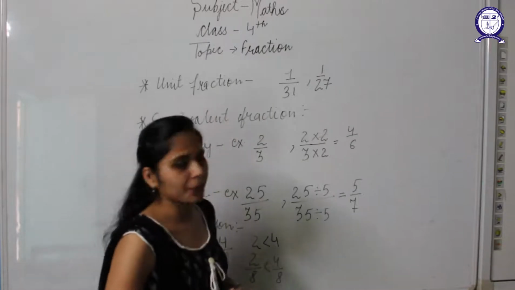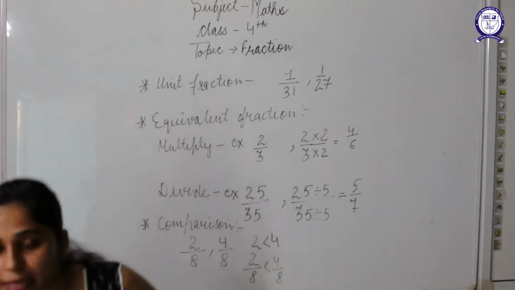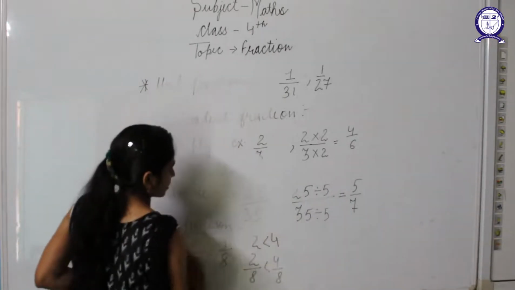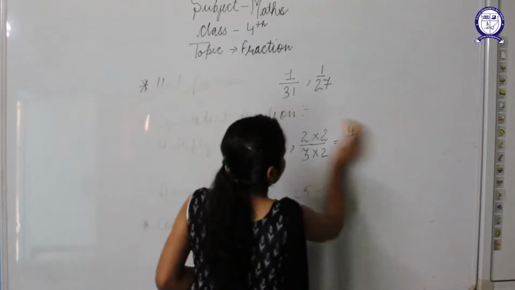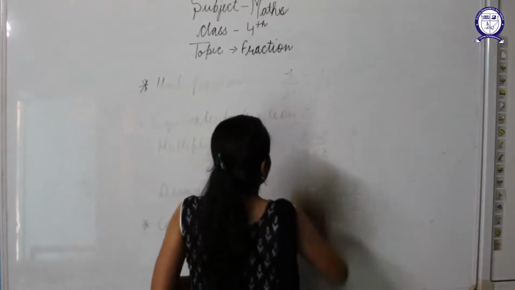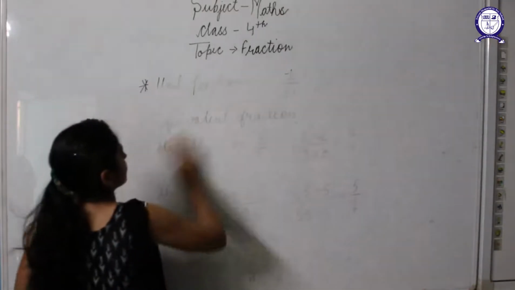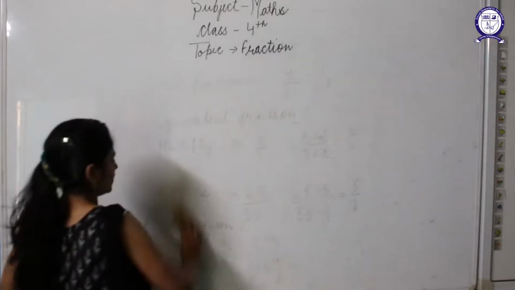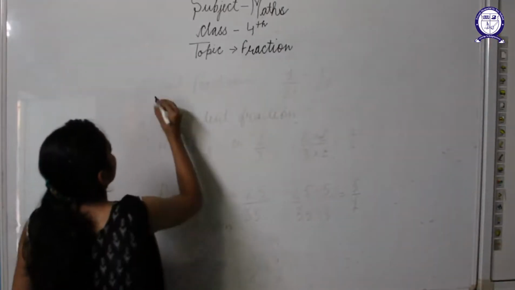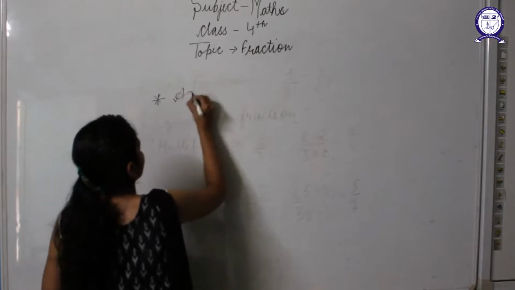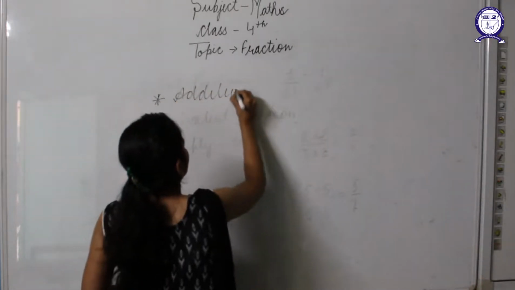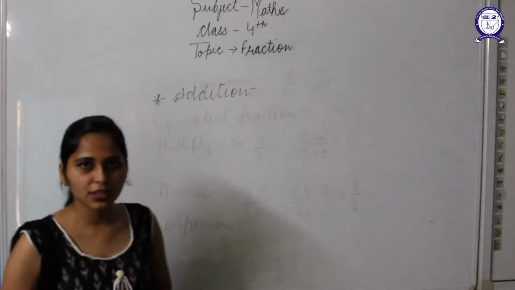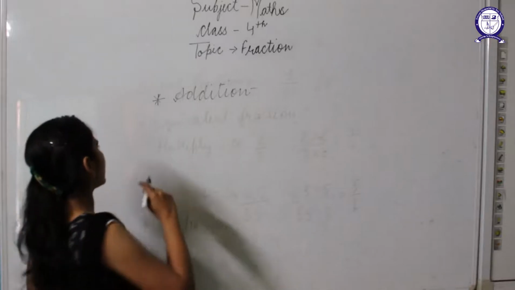Now applying the operation, students. In operation we can apply addition and subtraction in like fractions. Now students, we will discuss addition of like fractions. This will be clear with the example. In this addition, students, we will just add the numerators and the denominator will be the same as before.